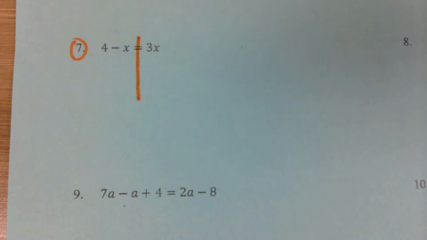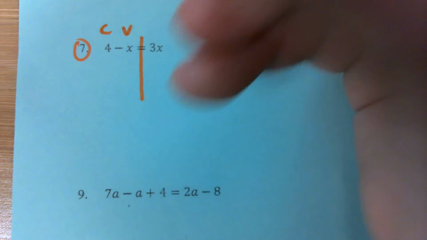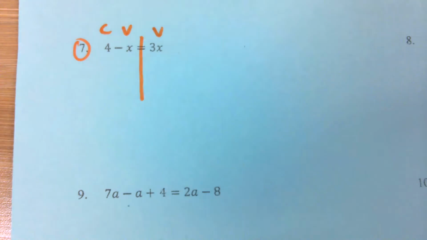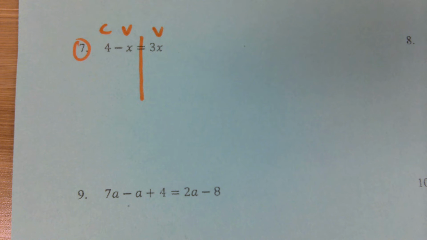Do we have any like terms on the same side that we need to combine first? No, we've got a constant term with a variable term, and on the right-hand side we've got a variable term. So, like I mentioned in the warm-up, sometimes you'll notice, hopefully, that bringing your variable term over to the right instead of bringing it over to the left is a lot easier for us. This is one of those instances here.